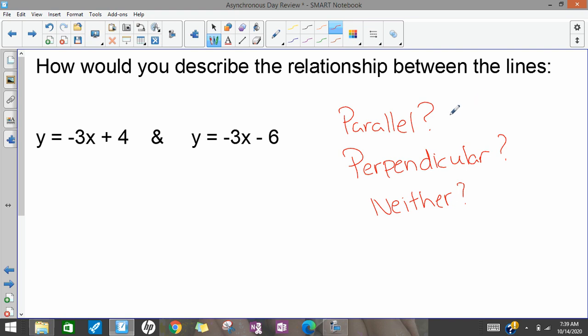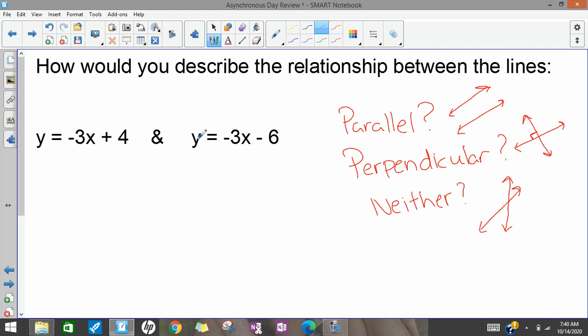So parallel lines never touch. Perpendicular lines make right angles when they cross. That's what that little box in the corner means. And then lines that are neither parallel or perpendicular will cross in some way, but they won't make right angles. So they'll intersect. They're not parallel, they're not perpendicular, so they don't make right angles.